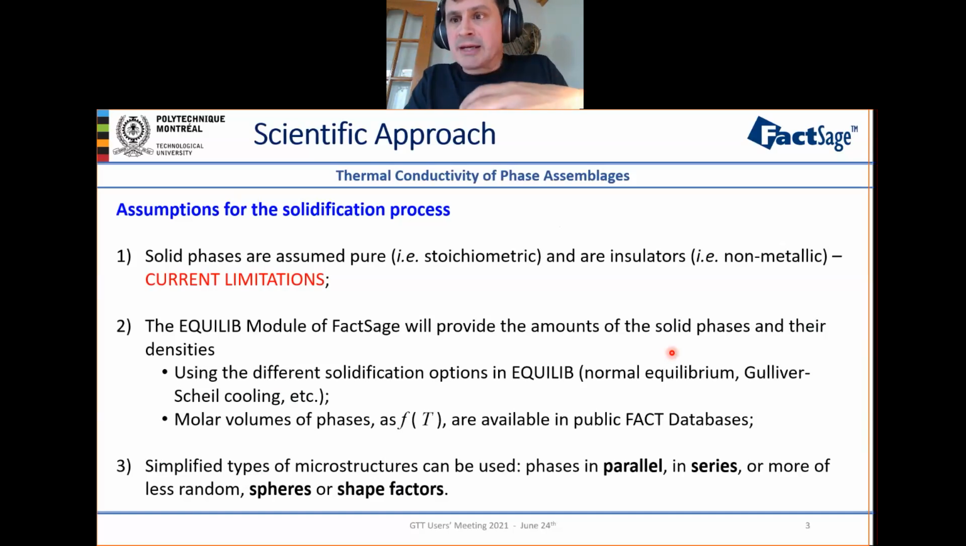These calculations with Equilibre can be done under normal equilibrium mode or Gulliver-Scheil cooling, for example. As the microstructures strongly affect the thermal conductivity, we need simplified models in order to evaluate the impact of microstructure. Specifically, the absolute limits of the parallel and series microstructures, but mainly some random types of microstructures with spheres or shape factors to be taken into account.